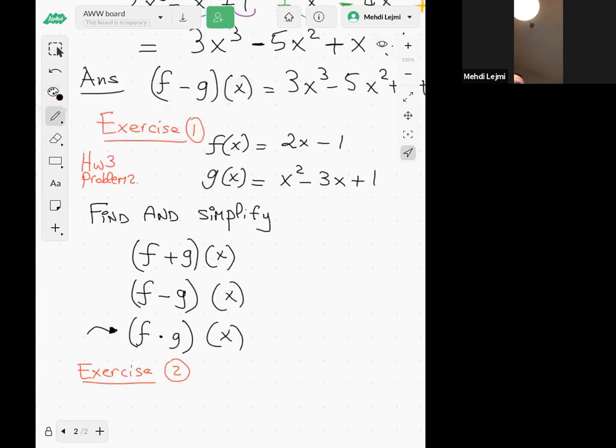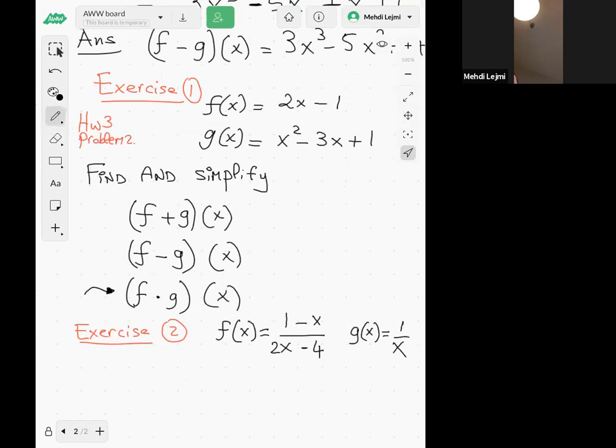So exercise number 2. Let's say I have f of x equal to 2x minus 4, and g of x equal to 1 over x. Let's say you want to find f over g of x.